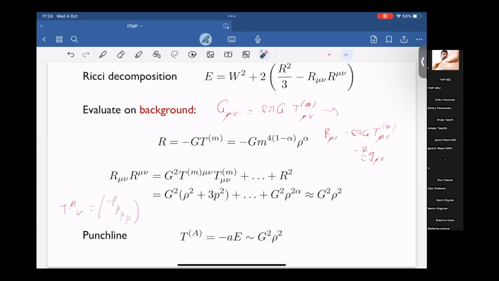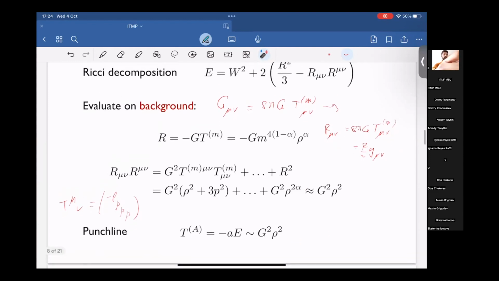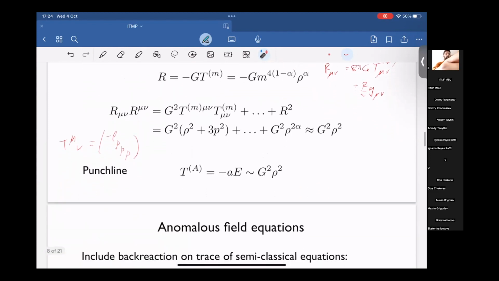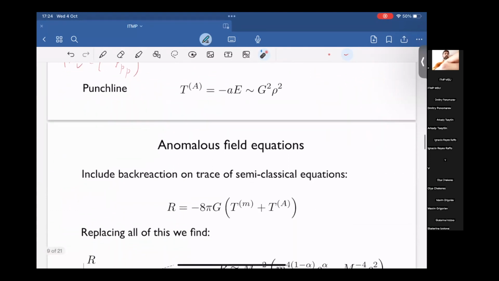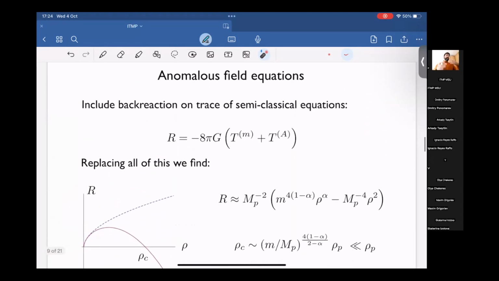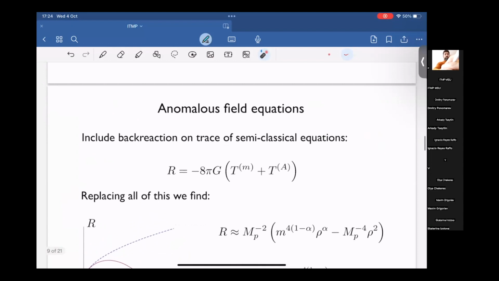Okay, if not, let's go ahead. We just evaluated the anomalous contributions on the background given by the fluid, the classical terms. So what do we learn by doing that? Well, now we can go back to the original equations that we want.